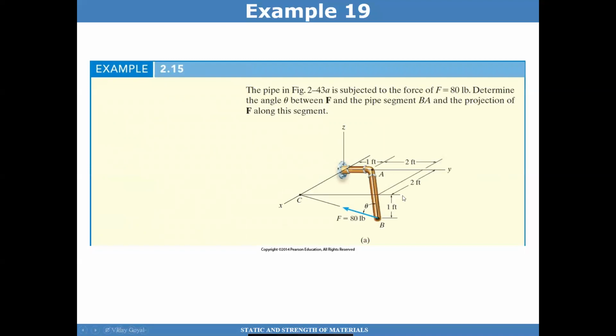Example 19 is a pipe that's subjected to a force of 80 pounds. And that force of 80 pounds is given to be in this direction. The question there is to determine the angle theta between this force F and the pipe segment AB, and the projection of F along that segment. So again, it's a similar process as we've done before. The general strategy is to find how these pipes are oriented using vector notation.